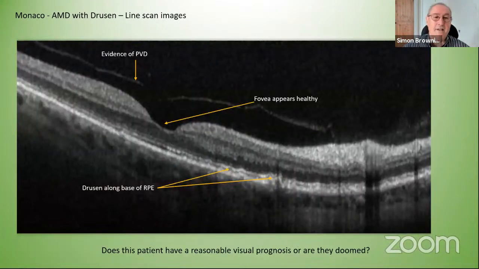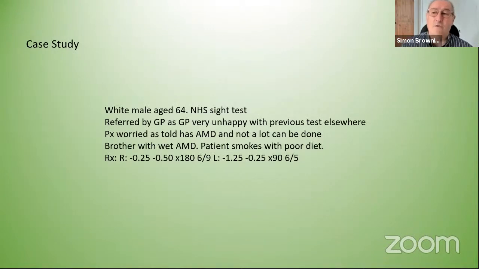So let's look at the OCT, and immediately we can see the foveal region is appearing healthy. We see the drusen along the base of the RPE. We see evidence of vitreous detachment there. So we know that the prognosis here is good, is reasonable, or is it? Are they doomed? So let's look at a real case study from my practice.